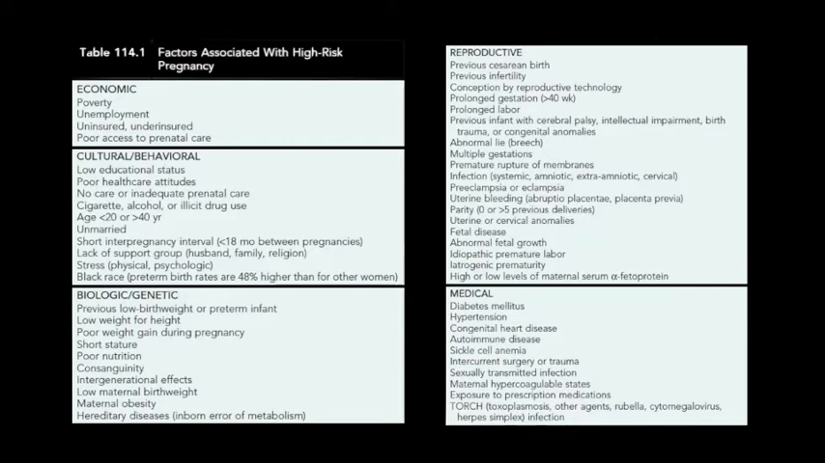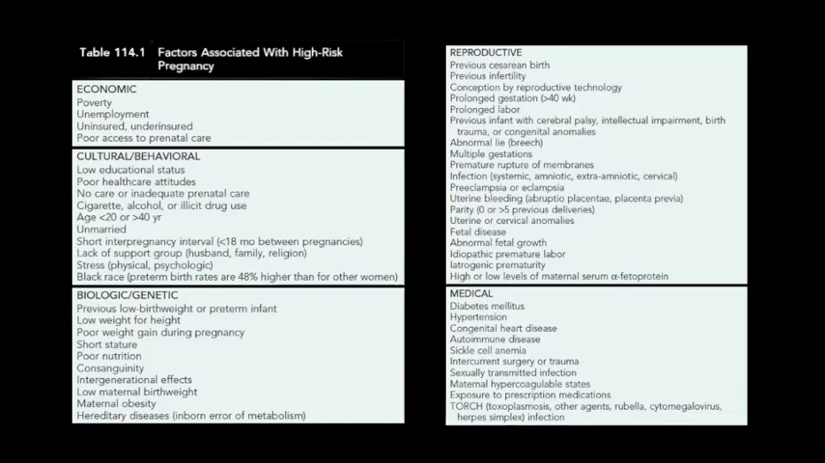Cultural and behavioral factors that may also be associated with high risk outcomes would be low educational status of the parents, poor healthcare attitudes, no care or inadequate prenatal care, cigarette, alcohol, or illicit drug use, maternal age of less than 20 or more than 40 years, unmarried, short interpregnancy interval. We're talking about less than 18 months between two pregnancies, lack of support, stress, and black race.